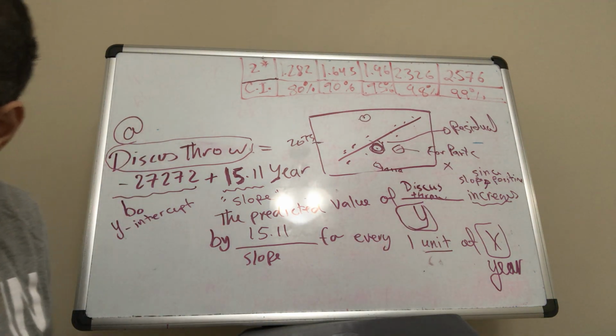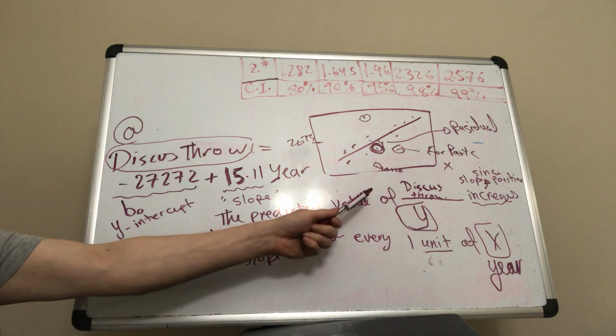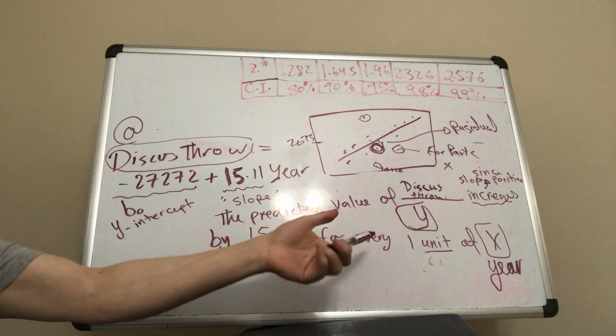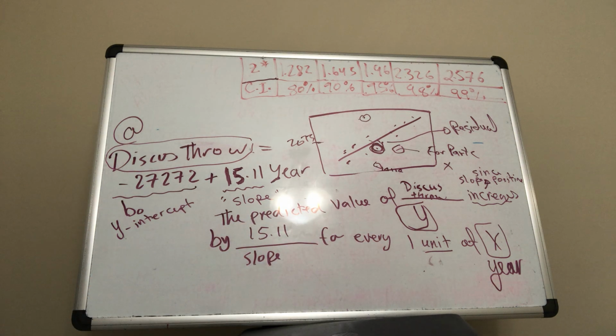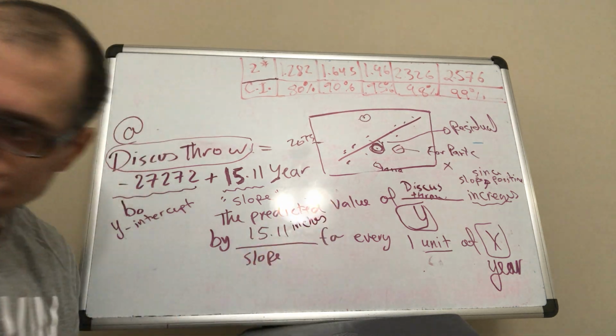This was a multiple choice, and if you see answer A, the predicted distance increases by 15.11 for every 1 year. So, yeah, you put the unit of measurement with this, inches.